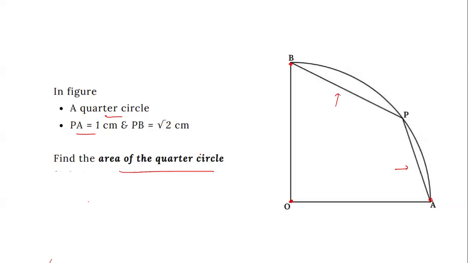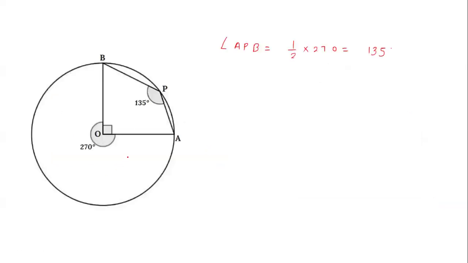So let's see how we can solve this. You see this figure. This is A point, this is B point, and I made the complete circle. You can see that these are the end points of this quarter circle, and if you join these points to the center, this angle will be 90 degrees, and the remaining outer angle will be 270 degrees. Now this is the P point we have. There is a property that if this angle is 270 degrees, then this angle is half of that, that is 135 degrees. So this is the property.